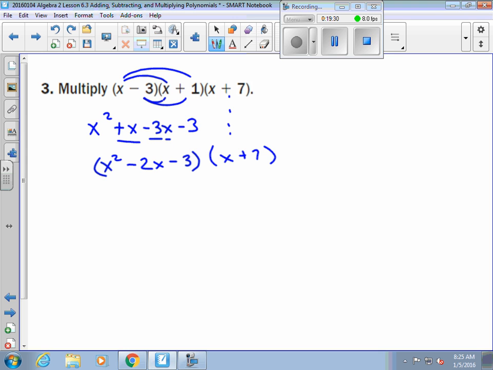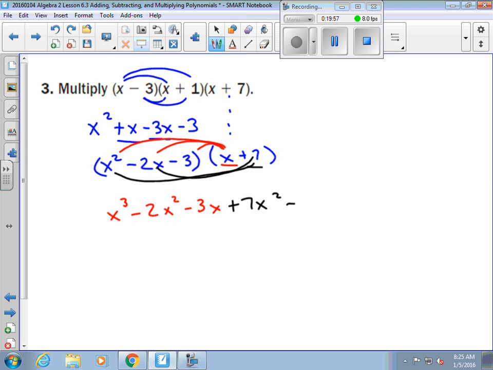Then multiply x times each of the terms. X times x squared is x to the third. X times negative 2x is negative 2x squared. You add the exponents. And x times negative 3 is negative 3x. Also, multiply the other terms. 7 times all of the three terms in the trinomial. 7 times x squared is positive 7x squared. 7 times negative 2x is negative 14x. And 7 times negative 3 is negative 21.